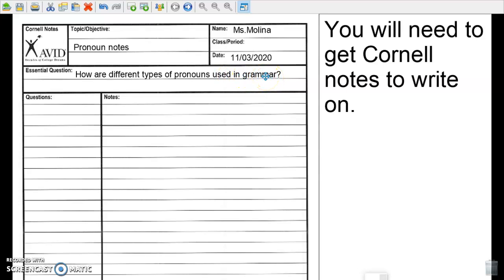Now, you need to make sure that you keep these because you will be adding on to them as we go. As a quick reminder, please remember that you need to pause the video if I'm going too quickly so you can write down the information. Okay, hopefully you have all of this down, and we're going to go to the first one. Notice that once again my screen is split into two, just like your Cornell notes. I have questions on one side and notes on the other.